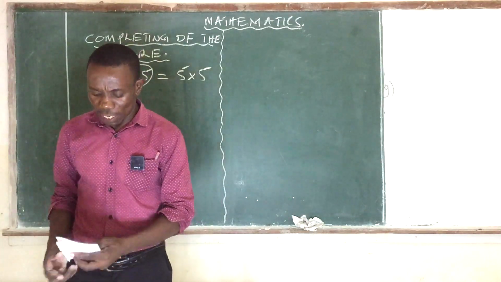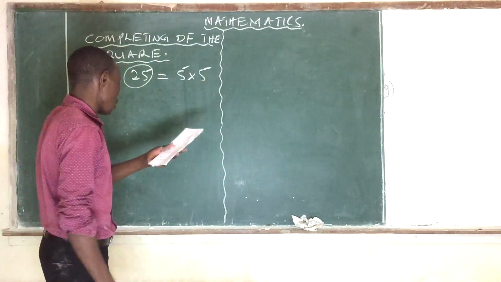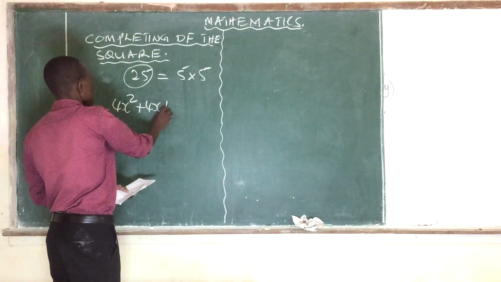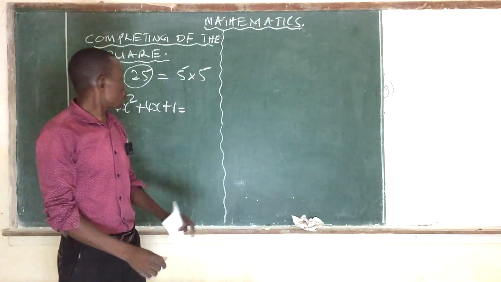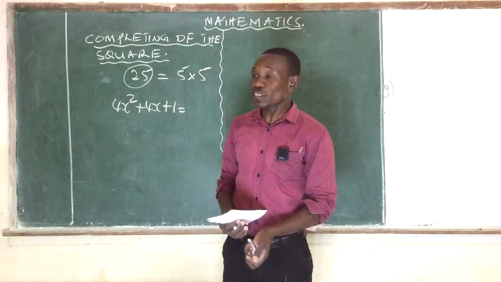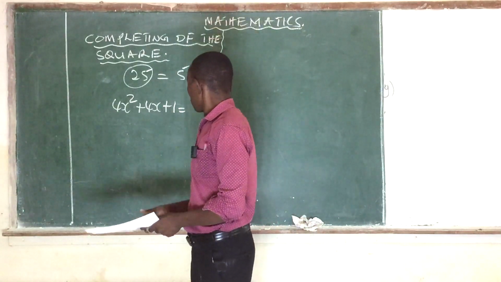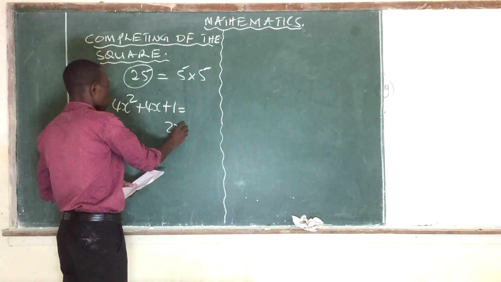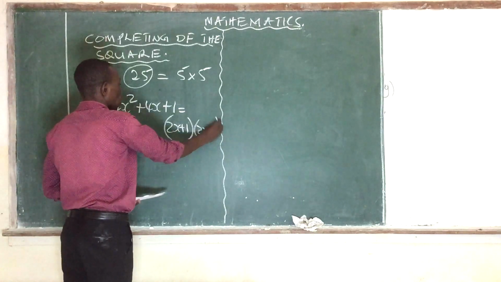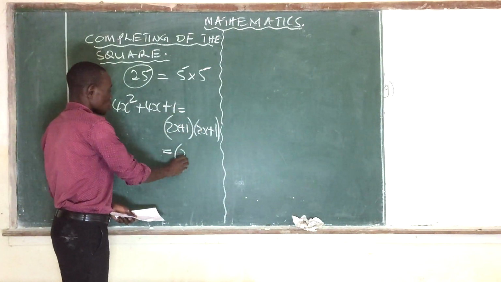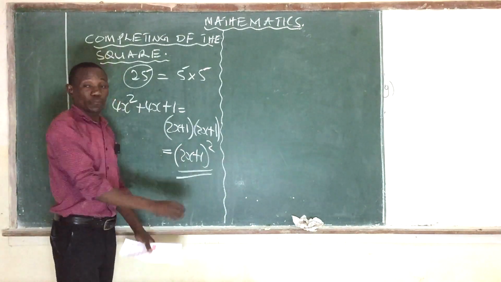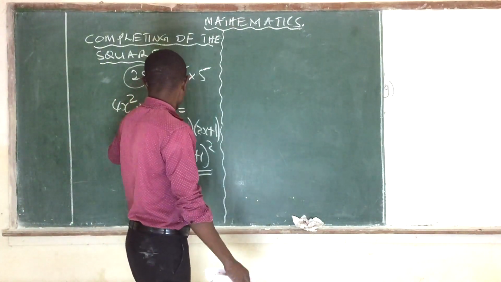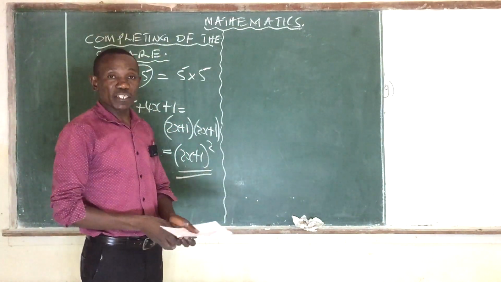The same applies to an expression like 4x squared plus 4x plus 1. If you try to factorize that expression by the method we discussed previously, you'll see that the factors are 2x plus 1 and 2x plus 1, which is simply written as 2x plus 1 squared. Then we say this expression 4x squared plus 4x plus 1 is a perfect square.